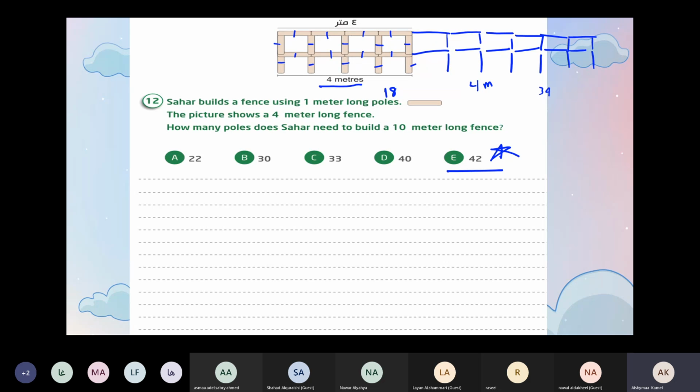And I want you to notice something. If I make here also 4 meters, if I count this pole and this pole with the first 4 meters, I will not count them with the second 4 meters. Right or wrong? Right. So the first 4 meters will be 18 poles, that's right. But the second 4 meters will be only 16 because I will not count these two again.